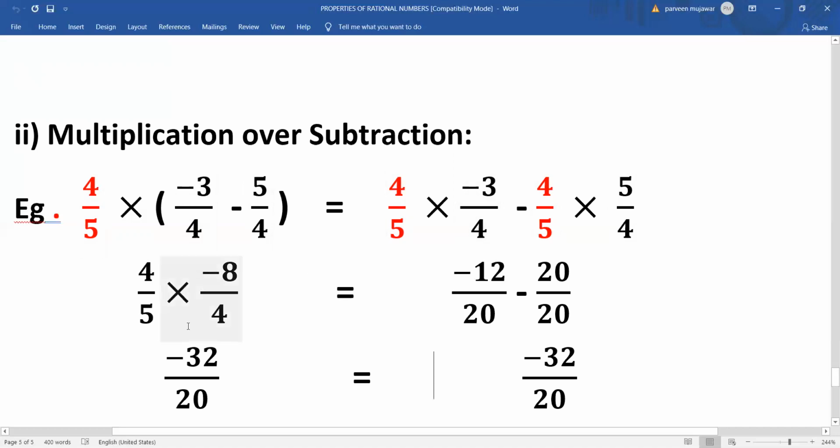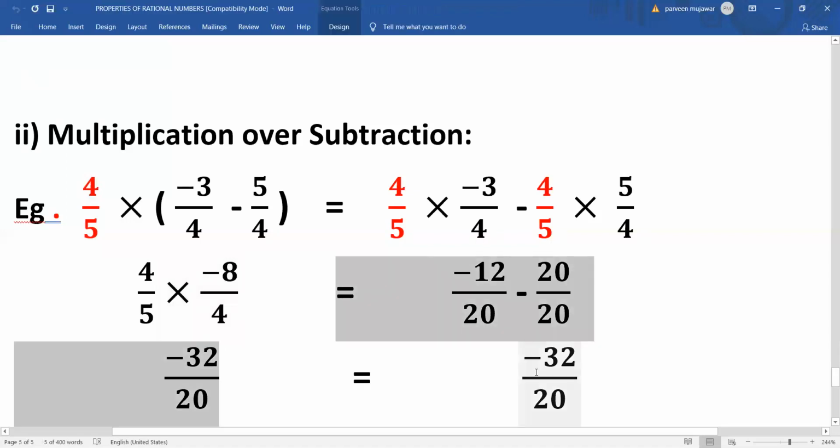Now you have to solve, and you always solve the bracket first. So I solve the bracket and my answer is minus 32 upon 20. And when I solve this, here also the answer is minus 32 upon 20. So this is multiplication over subtraction.